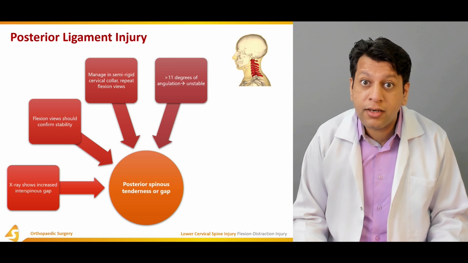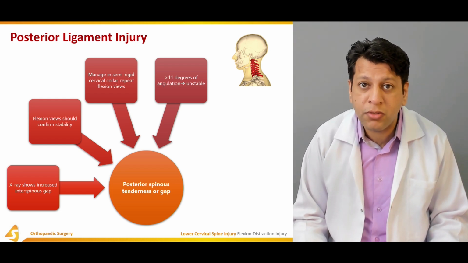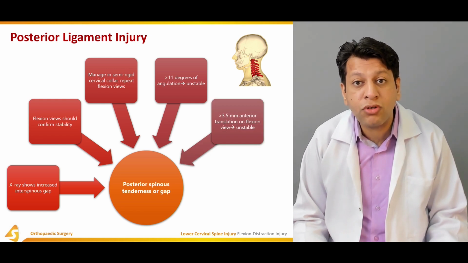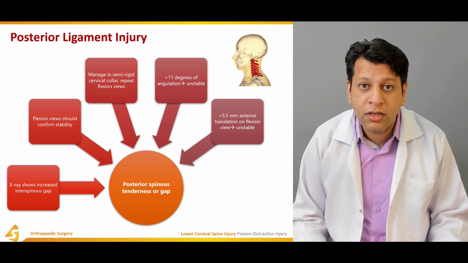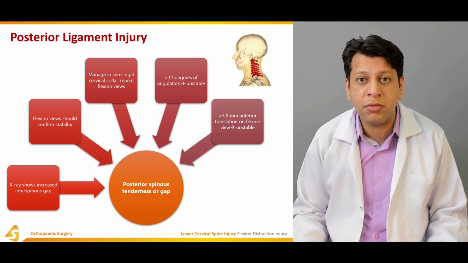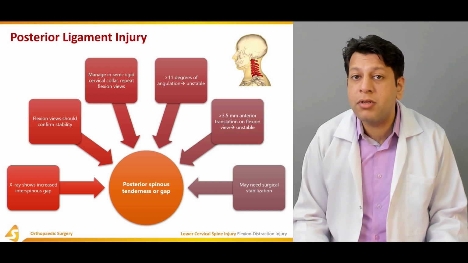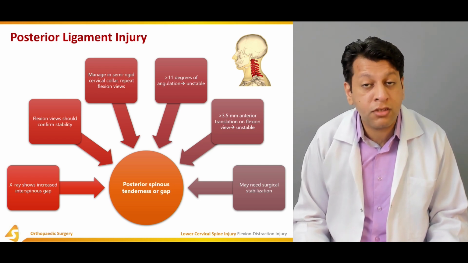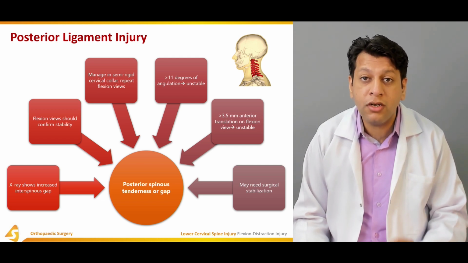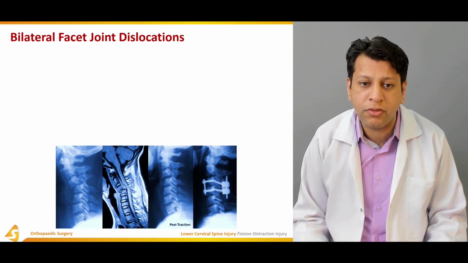If there is greater than 11 degrees of angulation when doing the flexion views, this means it's an unstable injury, or if there is greater than 3.5 mm of translation of one vertebral body over another. This means the mechanism actually still exists and there is no posterior ligamentous stability of this vertebra. Therefore, these are unstable, and these potentially unstable injuries need surgical fixation, because even if at this time the neurological status of the patient is intact, it can lead to complete spinal cord injury, which could be disastrous for the patient.